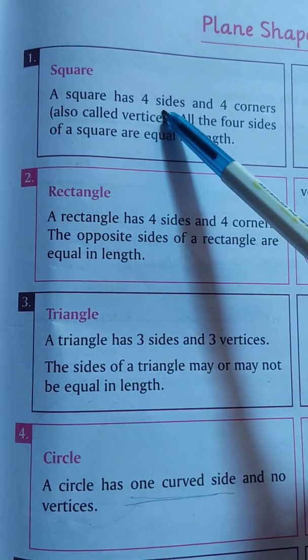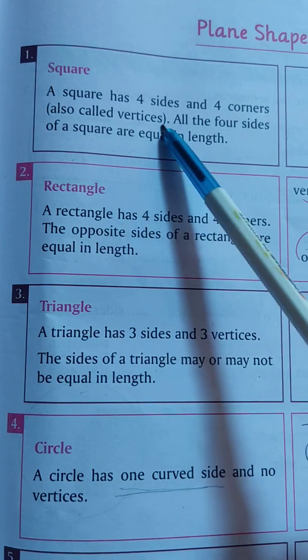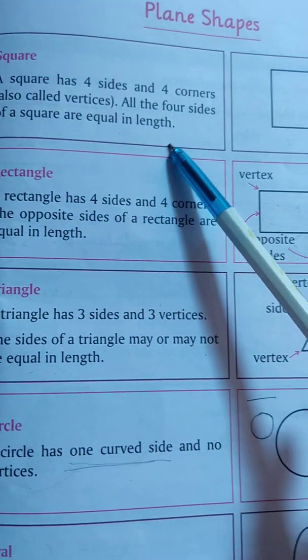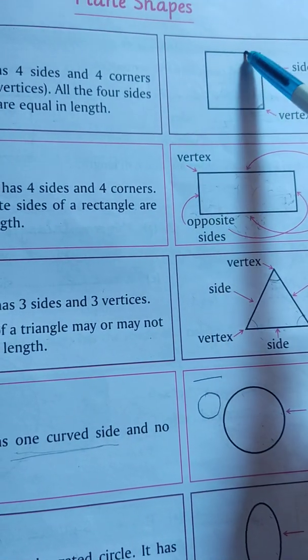A square has 4 sides and 4 corners. Corners are also called vertices. All the 4 sides of a square are equal in length. See, 4 sides. 1, 2, 3, 4.